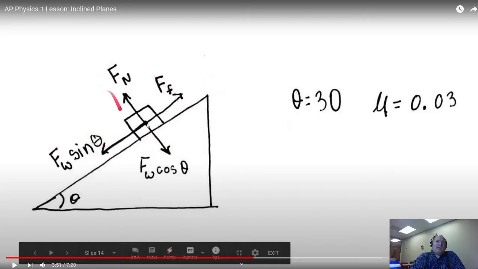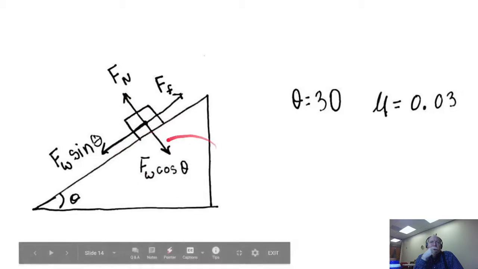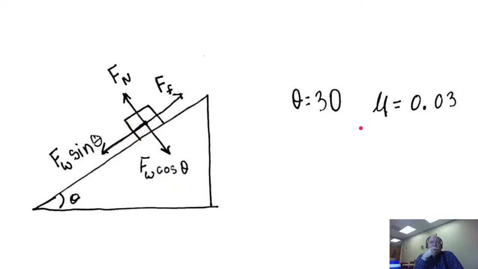Yeah, but the really interesting point is even though the frictional force is in this one direction, it makes it seem like it's a one-dimensional problem, which is fantastic, and yet we have to go to the other dimension to figure out some of this. So we have our force of weight sine theta that's driving it down, our force of friction that's opposing that motion, and our normal force, which is going to be our force of weight times cosine theta because it is perpendicular to our surface. All right, we also know that our theta equals 30 and our coefficient of friction equals 0.03.